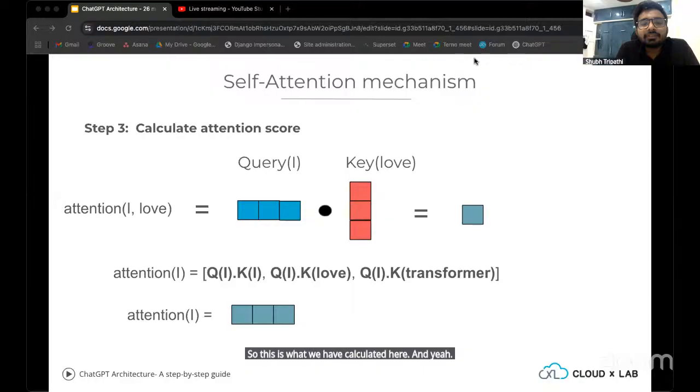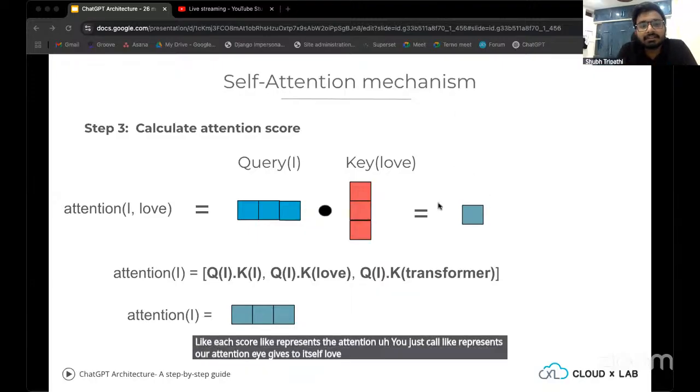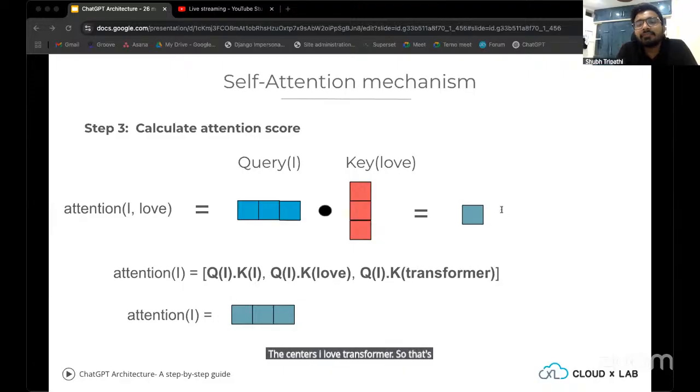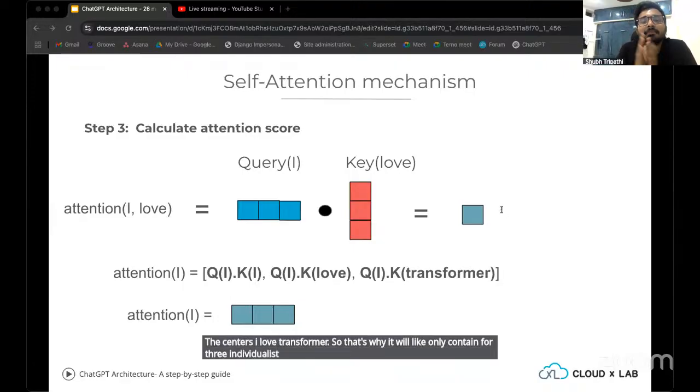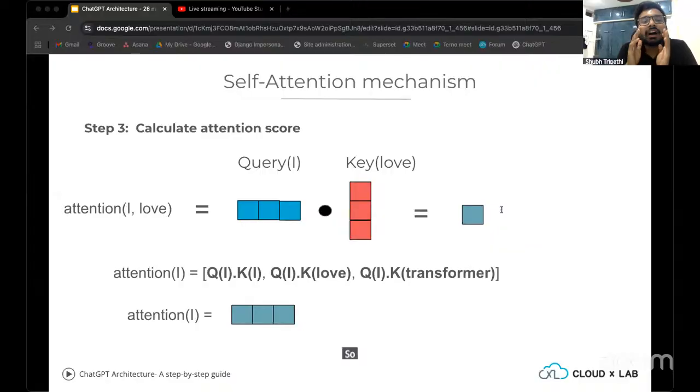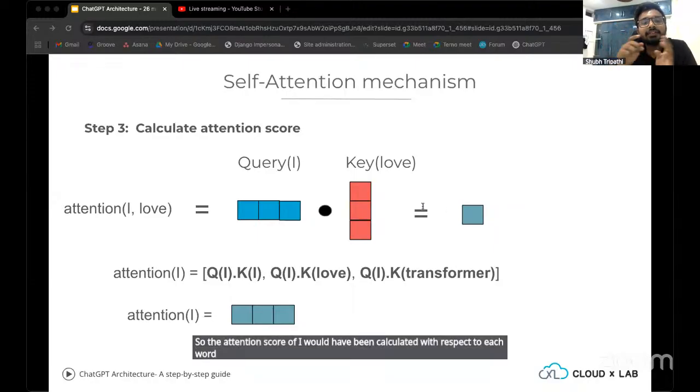The attention score of the word I will be a vector of three individual scores. Each score represents the attention I gives to itself, love, and transformer. That's why there are three words, because this is all based on the input we expected, the sentence I love transformer. If there were n number of words, the attention score of I would have been calculated with respect to each word: attention I love, then attention I transformer, then attention I and whatever other words there will be.